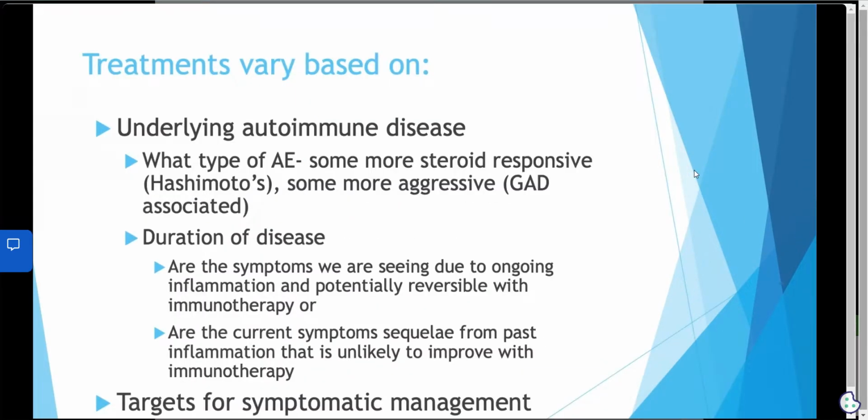How do you decide which treatments to use, when to use them? That's a little more complicated, and there's a lot of work being done in that. But right now, we tend to use a couple broad categories that help us determine which medicines to add and how quickly. The first has to do with what subtype of autoimmune encephalitis you have. Some tend to be more steroid responsive, such as Hashimoto's encephalopathy, and others are known to be more aggressive and refractory, such as GAD65-associated disease.